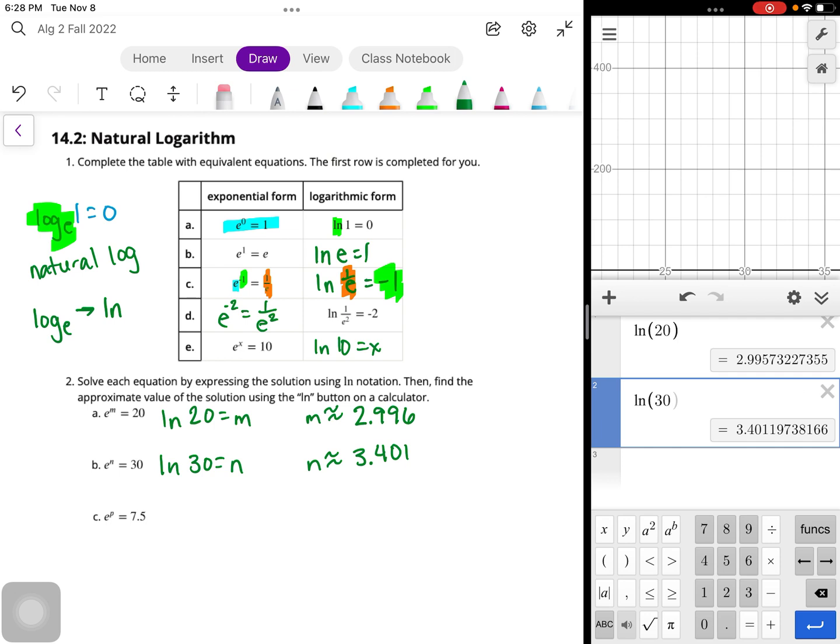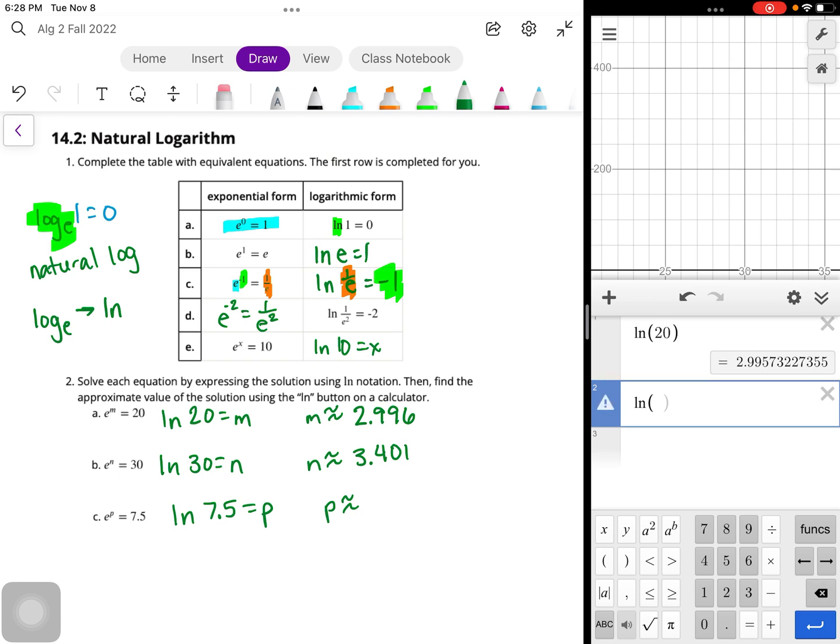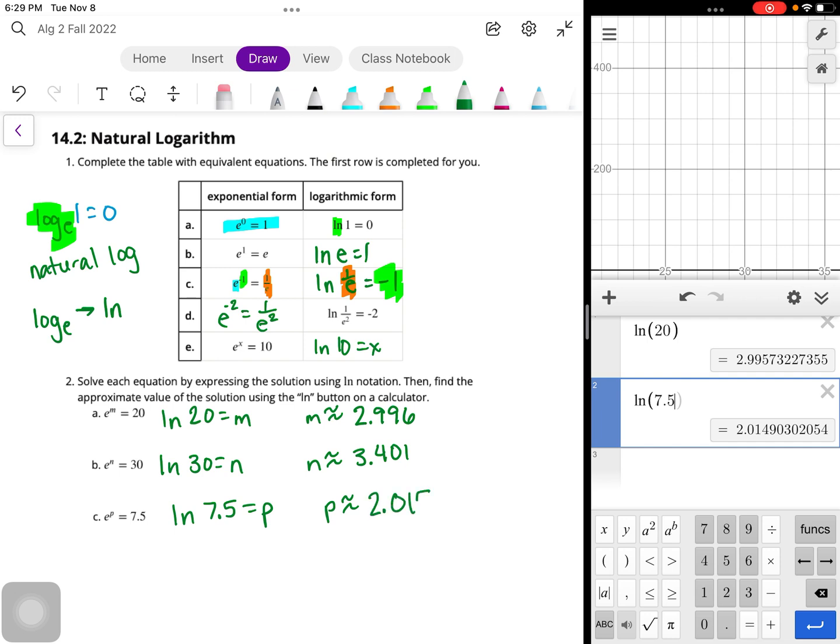All right, so now that we've seen the two ways of doing that, we'll just use that one. So e to the, no, sorry, what am I doing? We're turning this into natural log. So the natural log of 7.5 is equal to p. So p is approximately, and I'm going to change that 30 into 7.5, so I don't have to retype it, and we get 2.015.